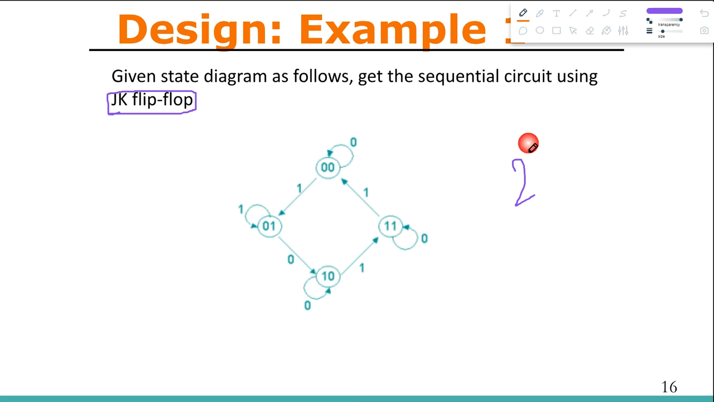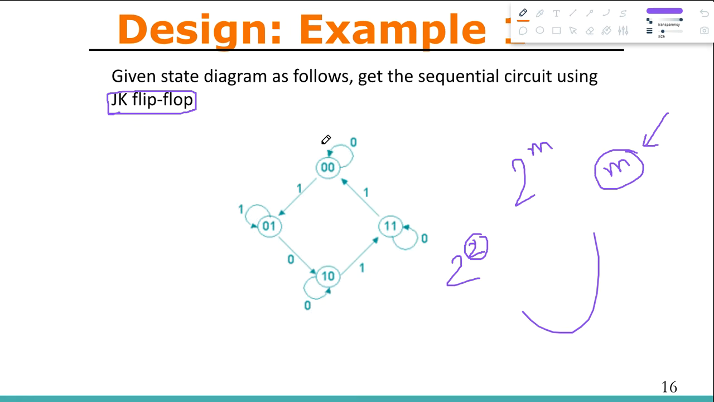So that means there are 2 to the power m number of states, so we have m number of flip-flops. Okay, so we'll need m number of flip-flops since there are 2 to the power m number of states. So there are 4 states, right? So basically 2 to the power 2 number of states, so we'll need 2 flip-flops. Okay, so 2 JK flip-flops, so that means 4 different inputs.